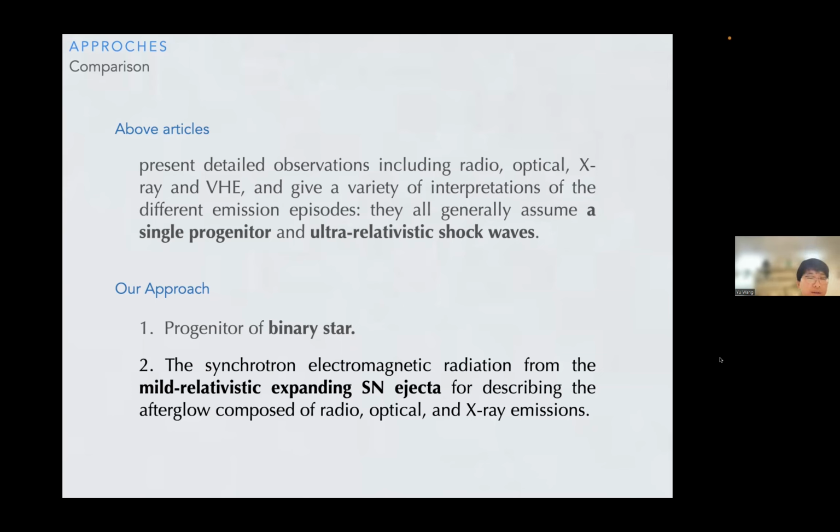So for our approach, we have a very different approach. We started by focusing on the nature of the binary progenitor, and far from describing a single leading ultra-relativistic process, we emphasize the existence of a number of episodes with different emission processes. So we show first that for this GRB, the two prompt pulses observed are related to the progenitor of the binary components. Second, the synchrotron electromagnetic radiation is from the mildly relativistic expanding supernova ejecta, instead of this ultra-relativistic jet.